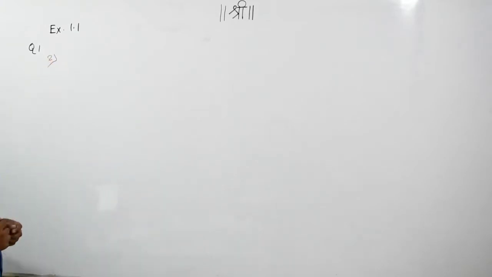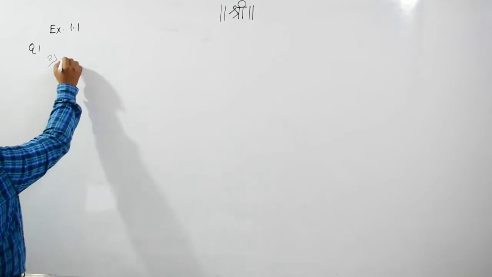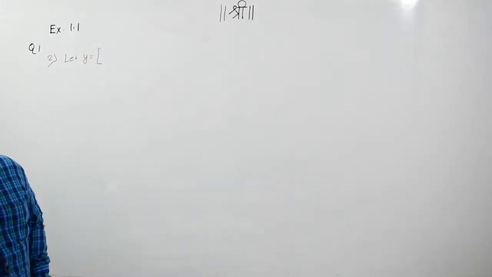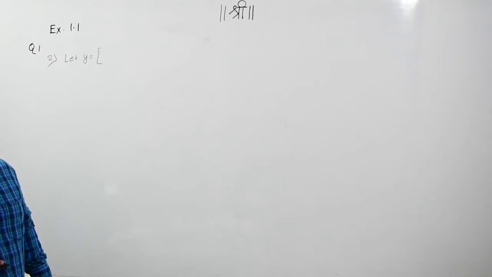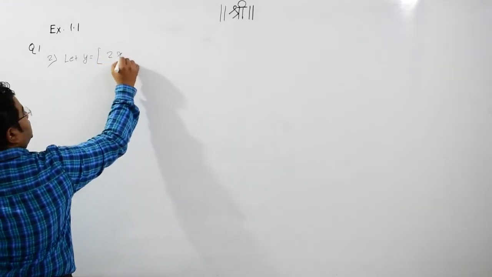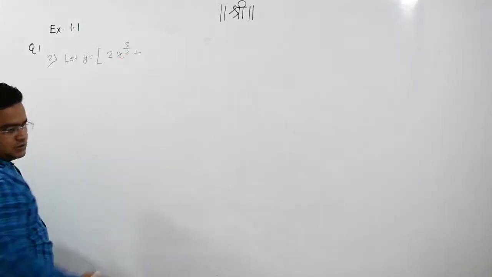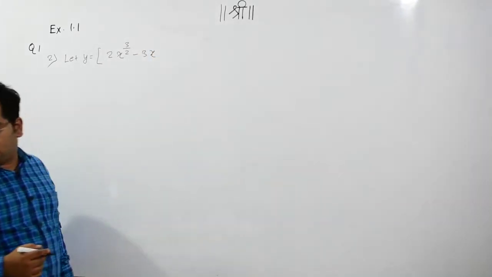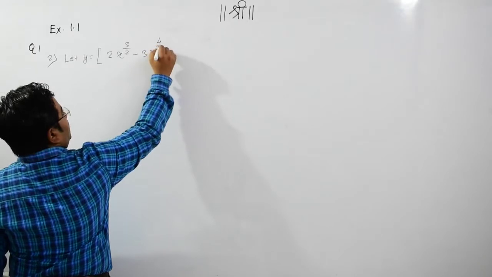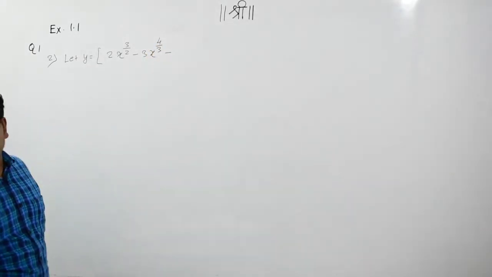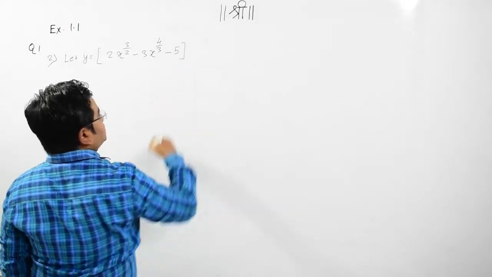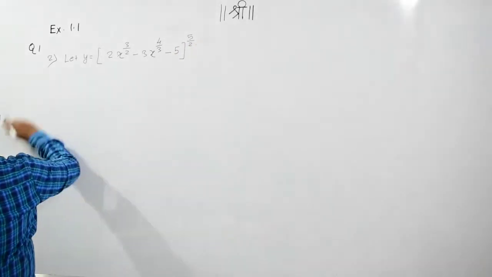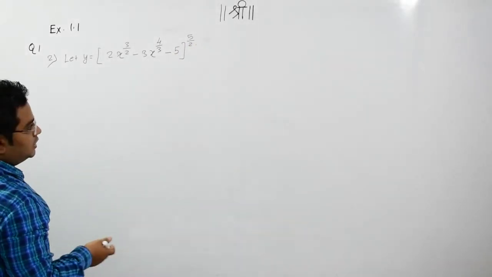Question number 2. So question number 2 says something like this: let y is equal to, in bracket, what are the quantities given? 2x raised to 3 by 2 minus 3x raised to 4 by 3 minus 5, bracket raised to 5 by 2.